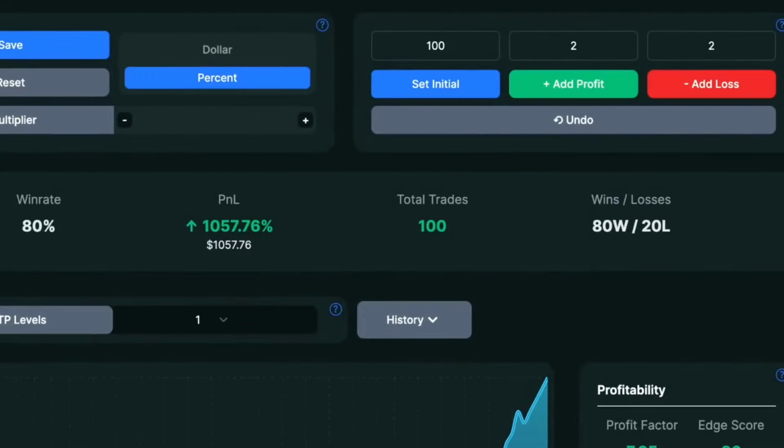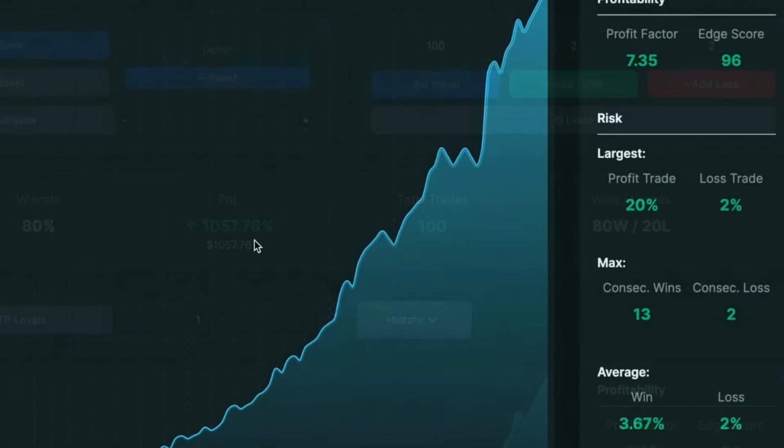After backtesting the strategy 100 times, the win rate was 80%. This is an incredibly high ratio for a 1 minute scalping strategy. I started with a $100 account and risked 2% per trade, finding those 100 setups within 2 months, and the account grew by over 1,000%.